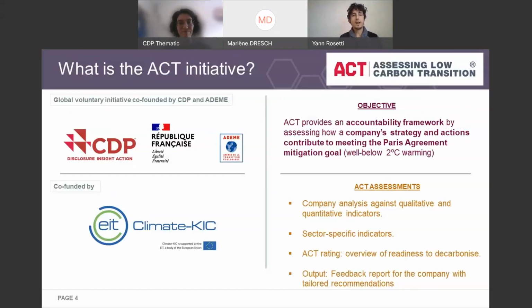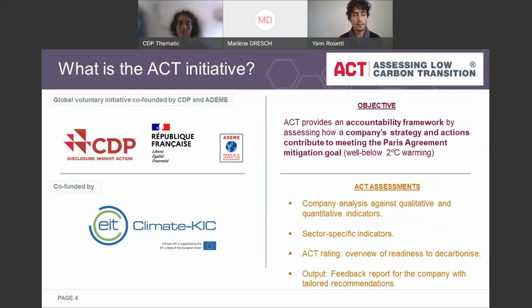So about the ACT initiative, ACT is a global voluntary initiative that was co-founded by CDP and ADEME a few years ago in 2015. And we benefit from some financial support of the EIT Climate-KIC community. The objective of ACT is to provide an accountability framework by assessing how a company's strategy and actions contribute to meeting the Paris Agreement mitigation goal, so aiming to stay on a well below 2 degrees warming trajectory.